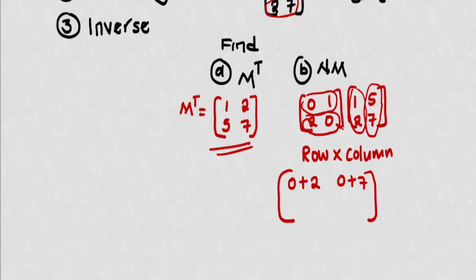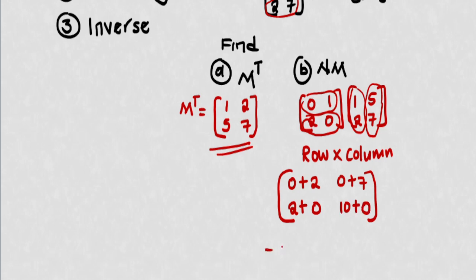So 2 multiplied by 1, that is 2, plus 0 multiplied by 2, that is a 0. Then we get this same row with the other column. 2 times 5, that is 10. Then we say plus 0 times 7. So we get a 0 like that.